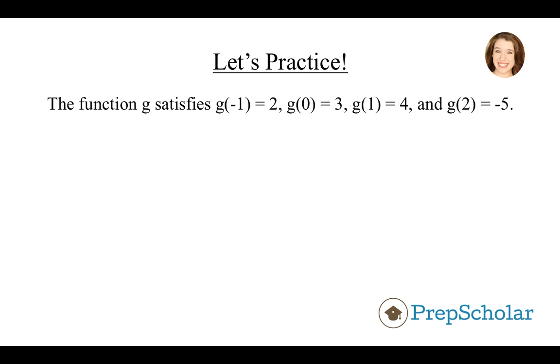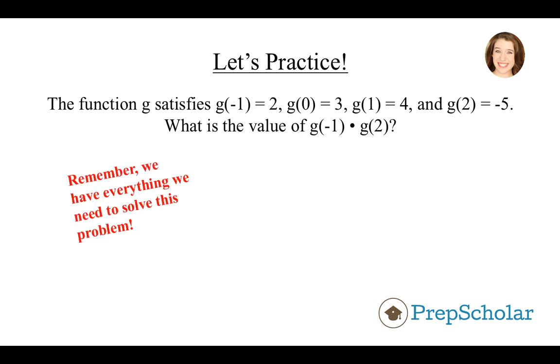The function g satisfies g of negative 1 is equal to 2, g of 0 is equal to 3, g of 1 is equal to 4, and g of 2 is equal to negative 5. What is the value of g of negative 1 times g of 2? Now, in this particular problem, we aren't given any formulas, but we are given a lot of values. So remember, we have everything that we already need to solve this problem.